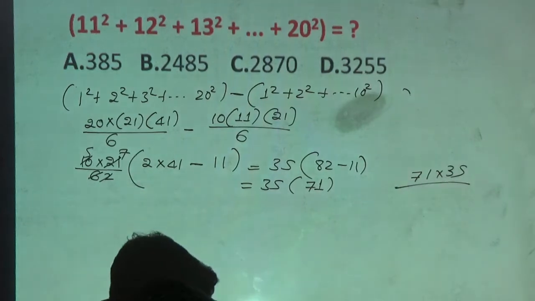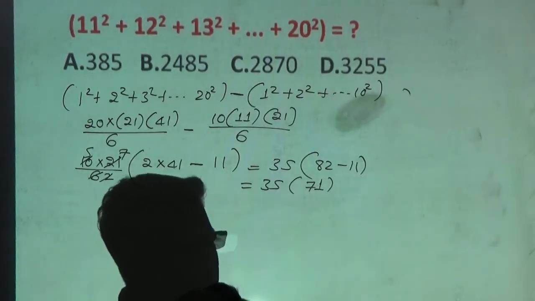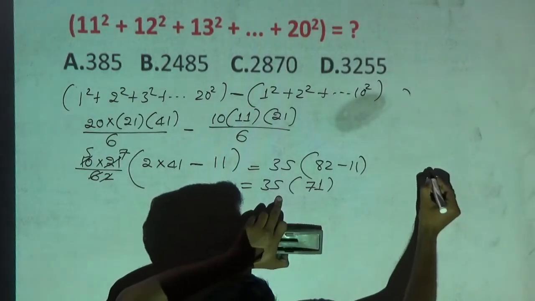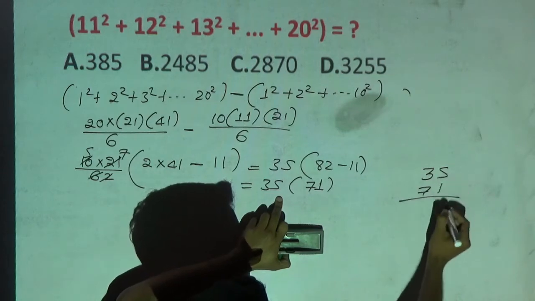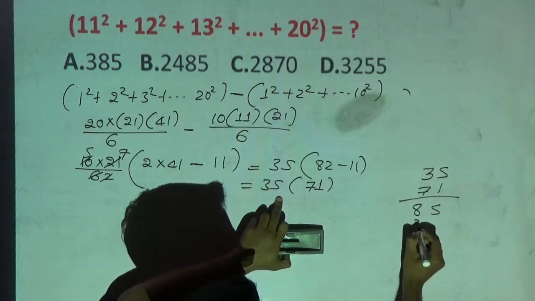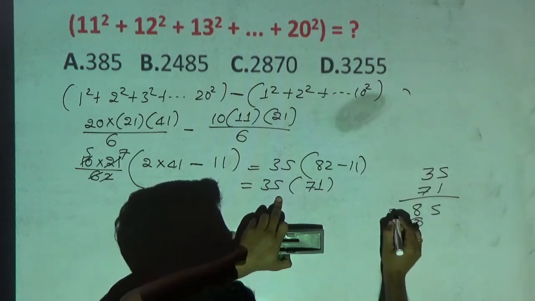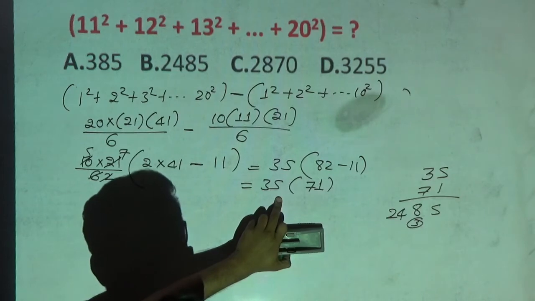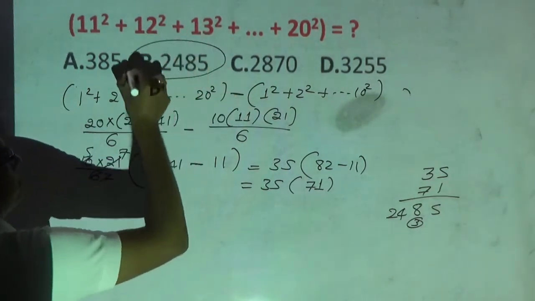I can apply Vedic mathematics. Those who know Vedic mathematics, you apply. Otherwise, those who don't know, you do the normal method. So 35 into 71. 5 ones is 5. 7 5s is 35 plus 3 is 38. 3 carry. 7 3s is 21, 21 plus 3 is 24. The answer for this question is 2485. That is your option B.